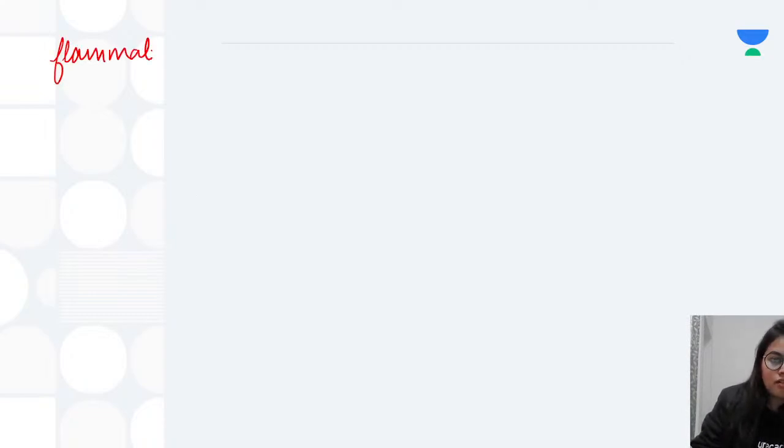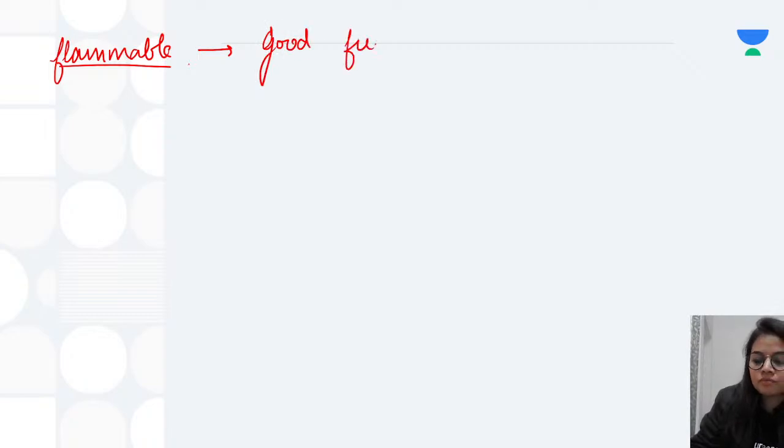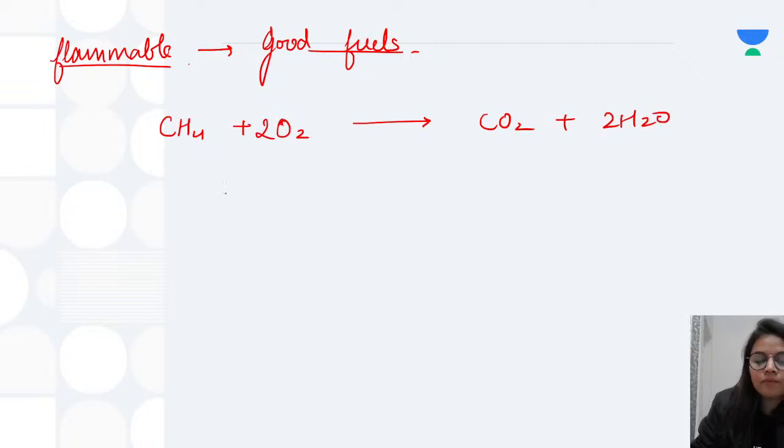Okay. Now talking about, as I told you, the alkanes, they undergo combustion reaction to produce carbon dioxide and water vapor. So we can say the alkanes, they are flammable. Okay. Now because they are flammable, they make up good fuels. Okay. Now talking about the reaction. So let's say we have methane. It undergoes the combustion reaction. We have oxygen, and what do we get? We get carbon dioxide plus water vapor.